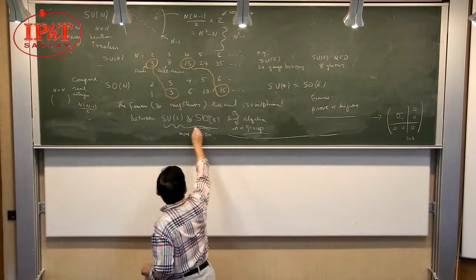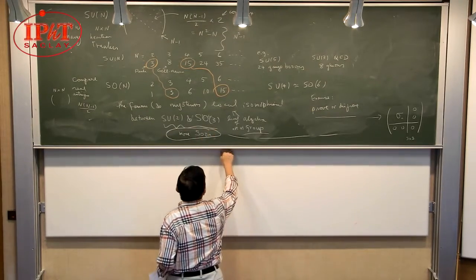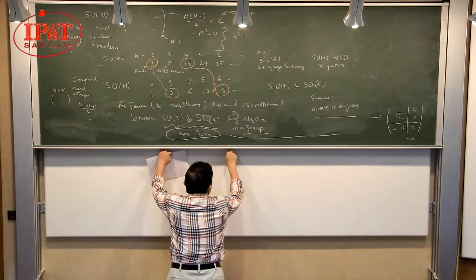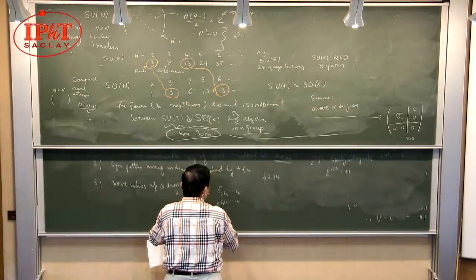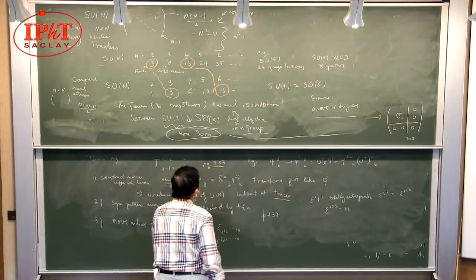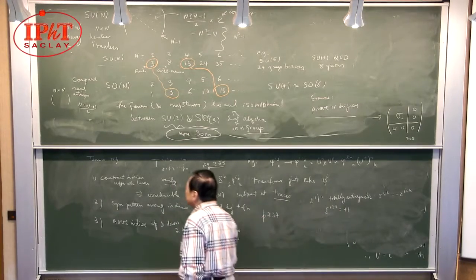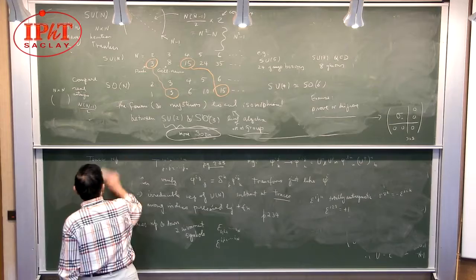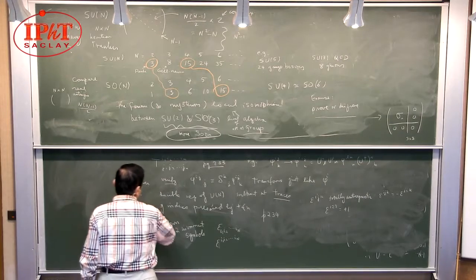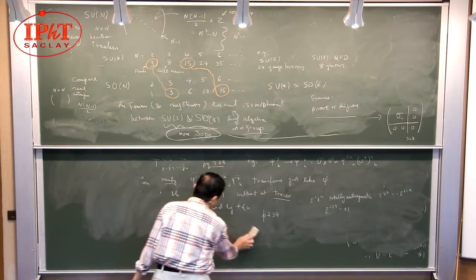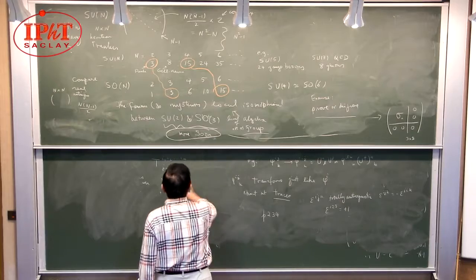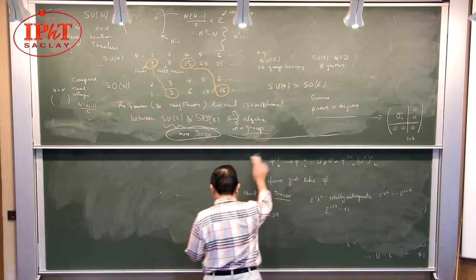So now I'm going to show the isomorphism between SU(2) and SO(3). And this is a very famous construction, one of the most beautiful constructions in physics and in mathematics, to show that these two algebras are isomorphic.